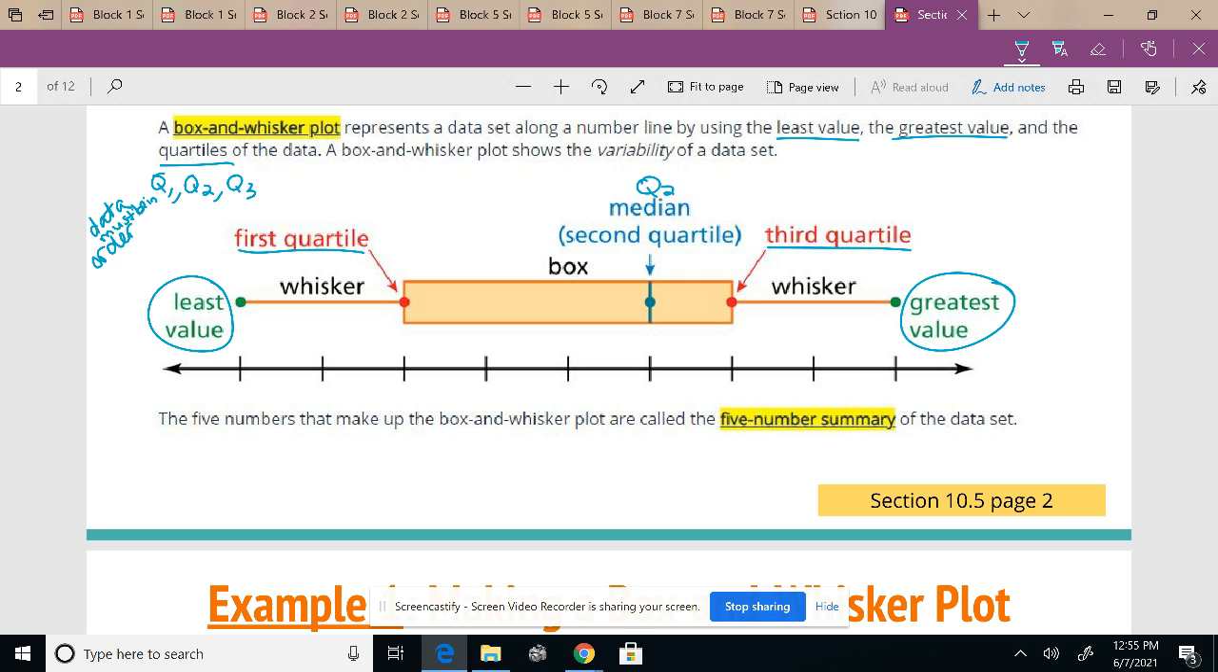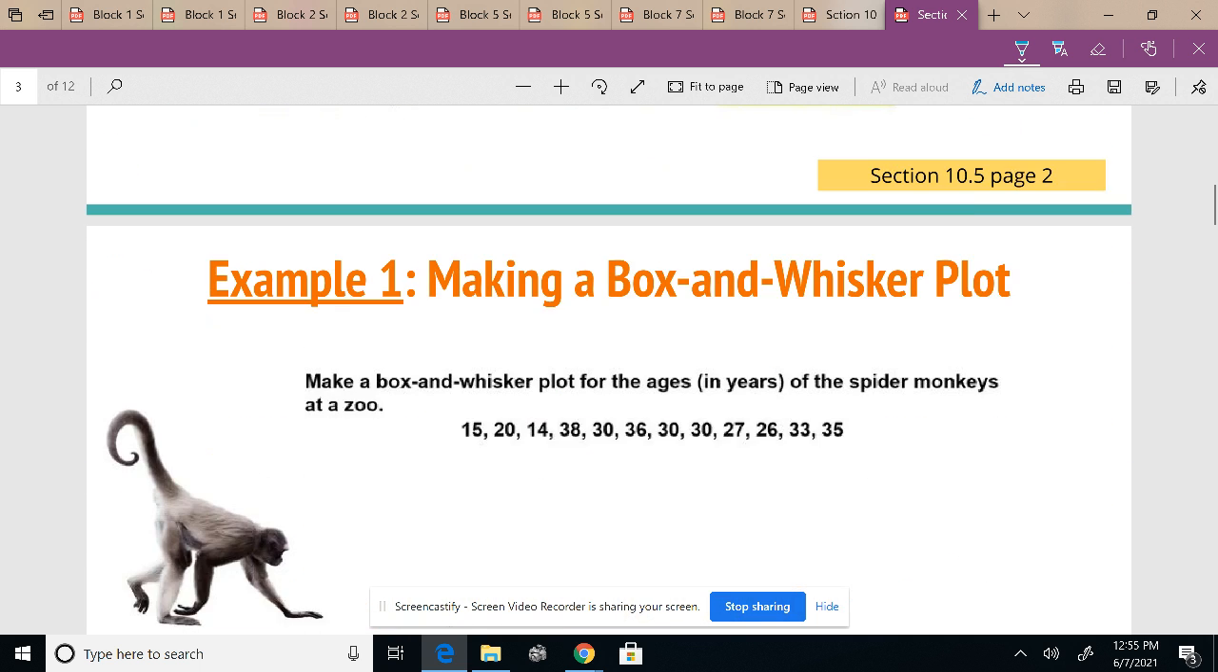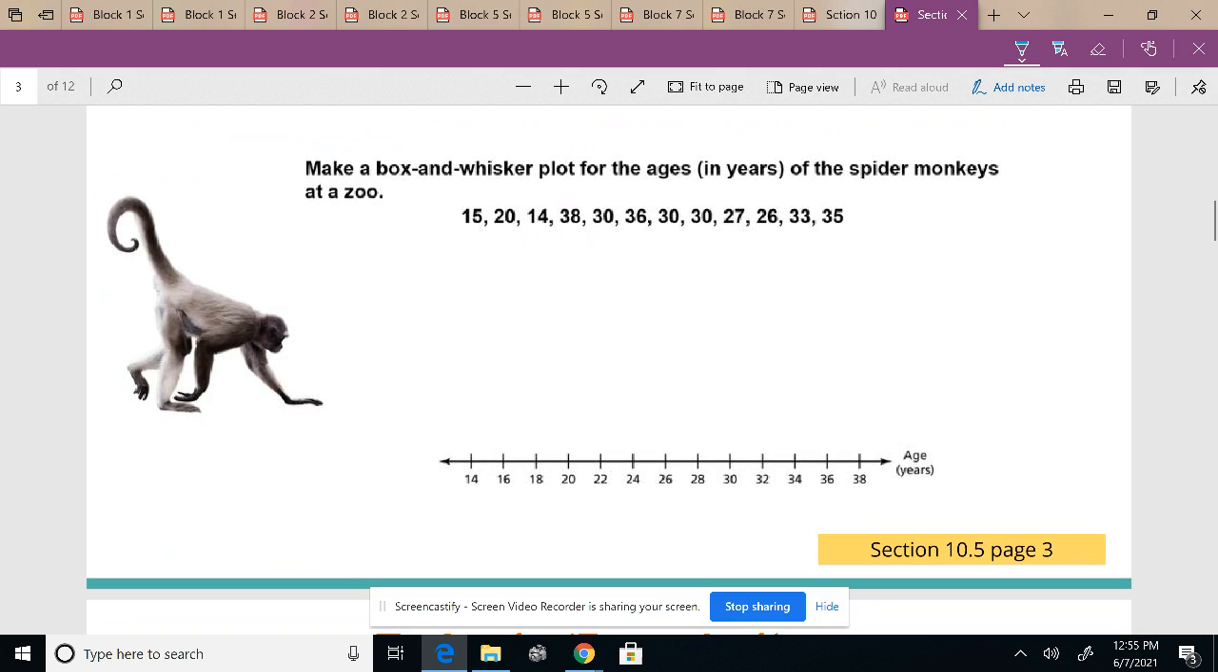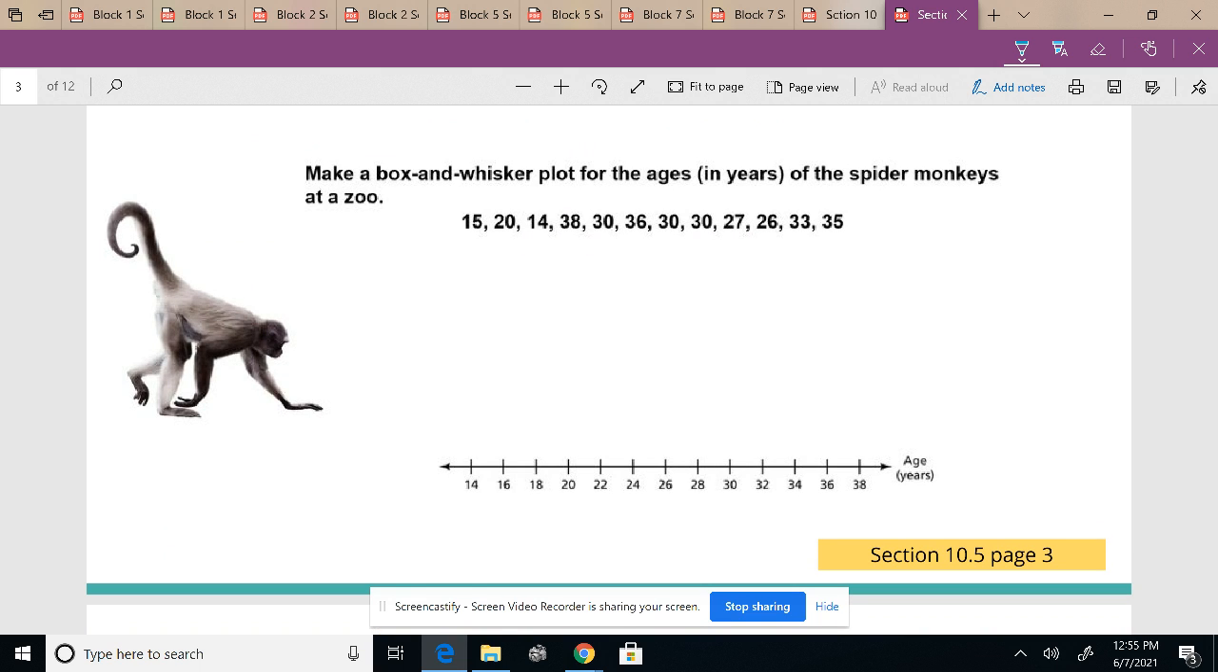So once you find all your information, you're just going to plot that information on a number line, and that's it. So we're actually going to try one together, and if you printed this out, you have your number line already. Well, if you notice, the data is not in order. So we need to put it in order first.